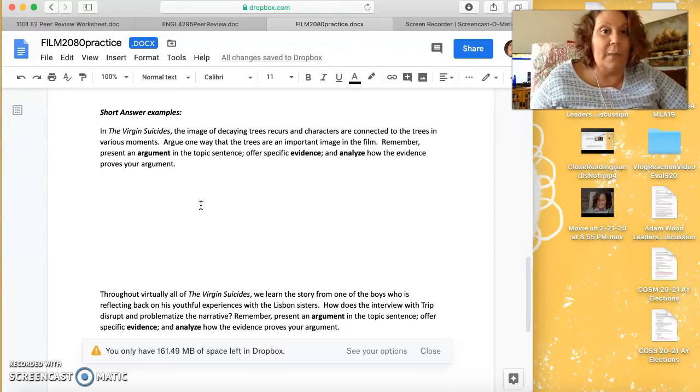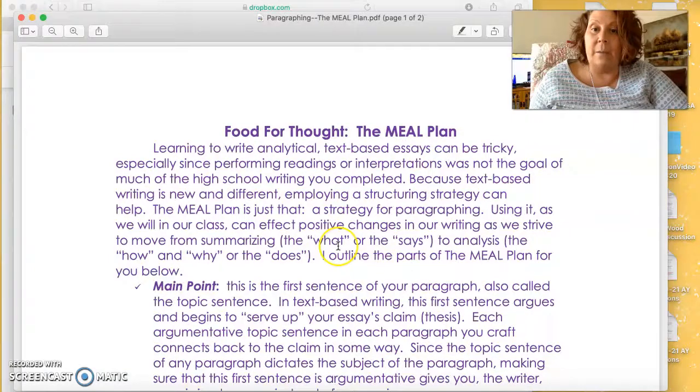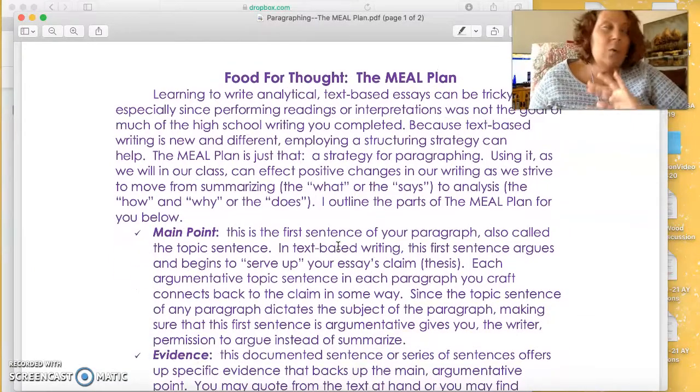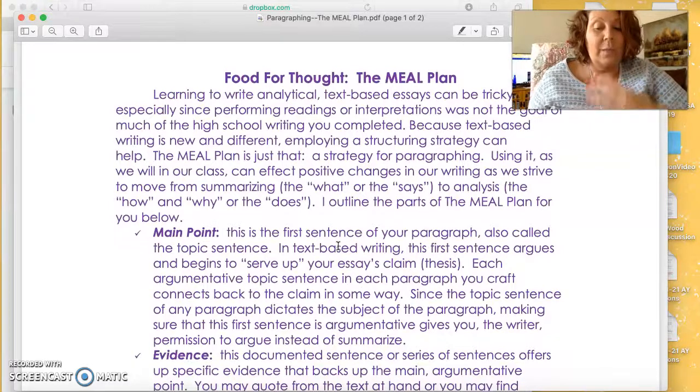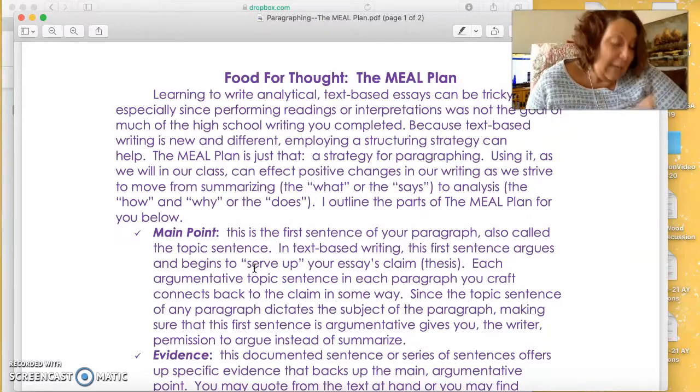Argue one way that the trees are an important image in the film. That is their goal. And then I say to them, remember, present an argument in the topic sentence, offer specific evidence, and then analyze how the evidence proves your argument. What I was doing here is reminding them of something that I've talked to a few of you about before, which is something I use regularly. It's an example of a heuristic, a mnemonic device, you might call this, for writing a cogent, very cohesive, strong paragraph. It's called the meal plan.